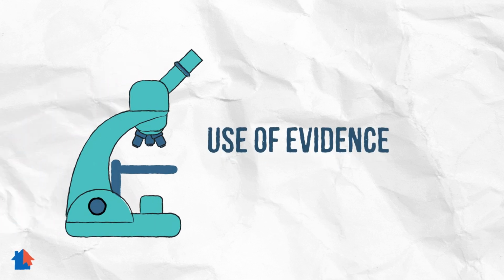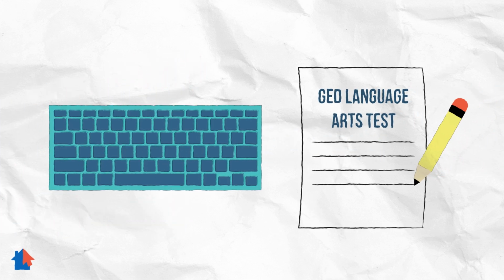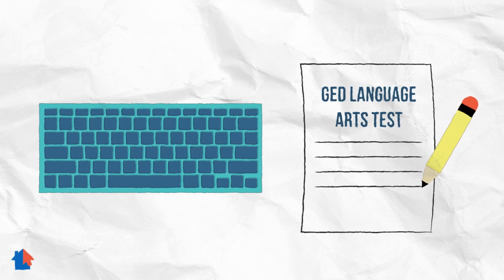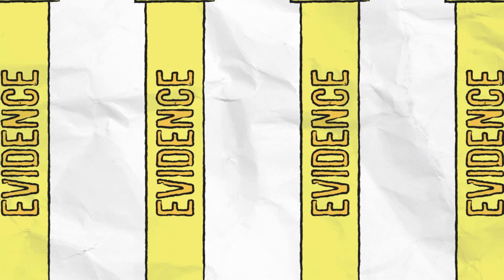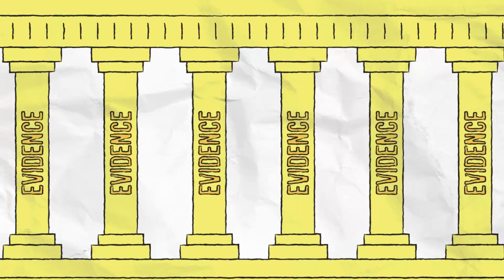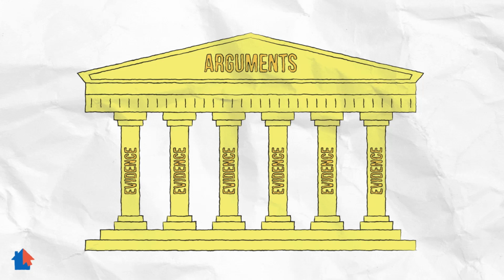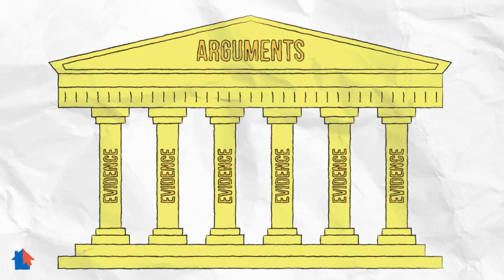Use of evidence. When it comes to writing about literature or discussing a specific text in your GED language arts test, it is very important to be able to back up your ideas and opinions with solid evidence. Evidence is like a strong proof that gives support to your arguments, making them more convincing and understandable.